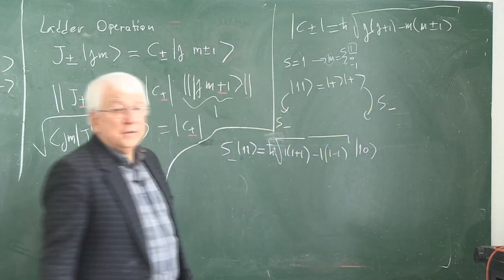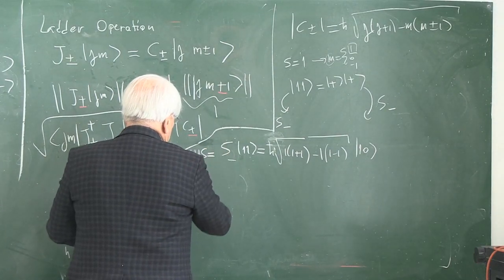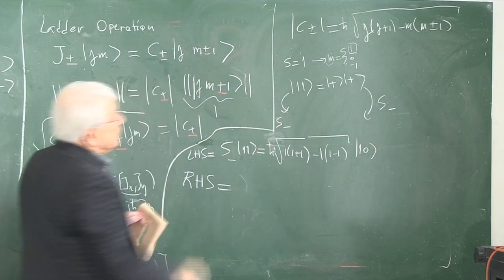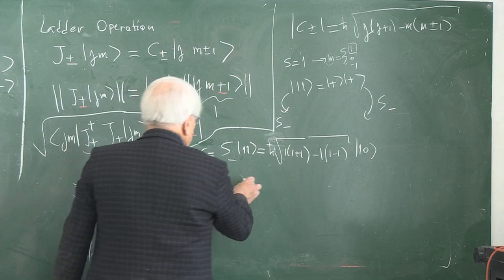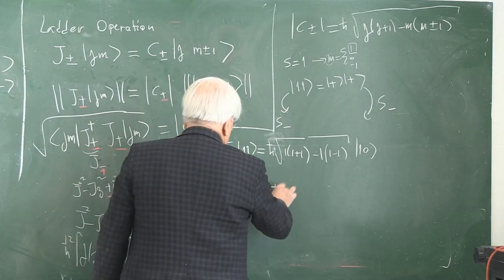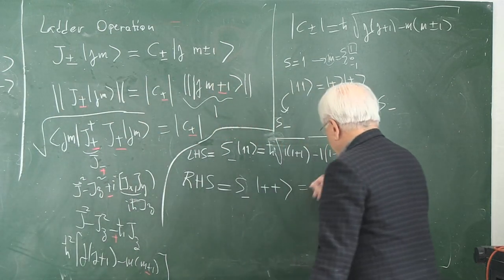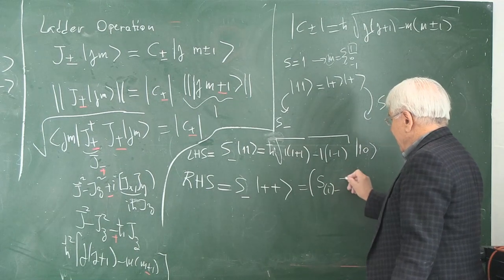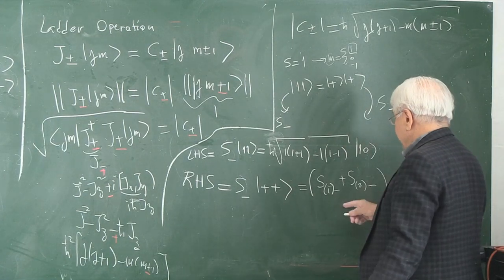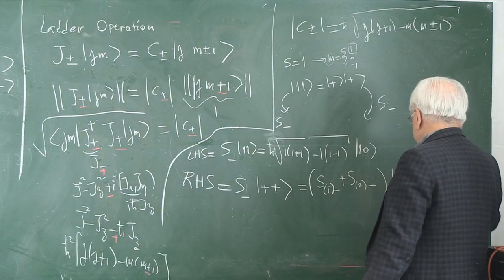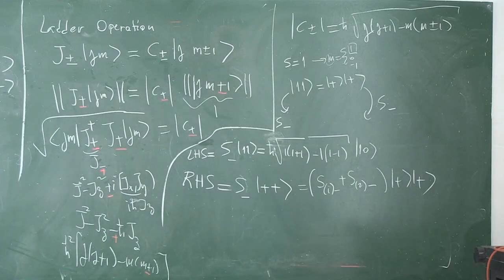What about the right-hand side? I have to take this S minus and act on the right-hand side on the uncoupled one, that is, S minus on the plus plus, or S1 minus plus S2 minus. Remember the previous discussion we had at the end of the class, plus and plus. That's how it is in the right-hand side.